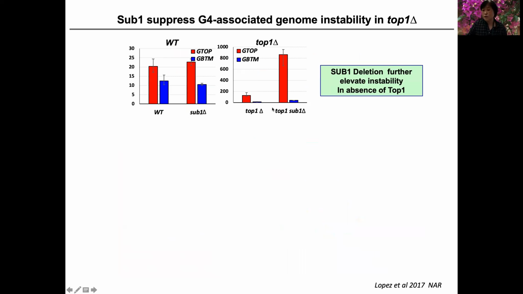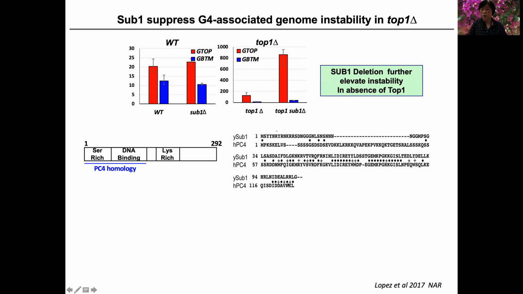When you delete this protein, like I talked about, the principle of it, when you delete Sub1, you have an increase in recombination rate. And this recombination rate increase is only specific for G-top and not G-bottom. So it's specific for G4. And I want to say one thing: most of the assays we're going to talk about, we're using a Top1 deletion background to accentuate the difference between G-top and G-bottom.